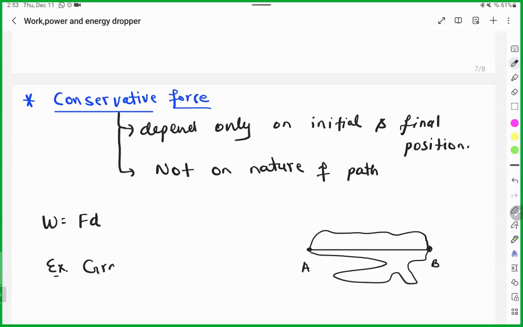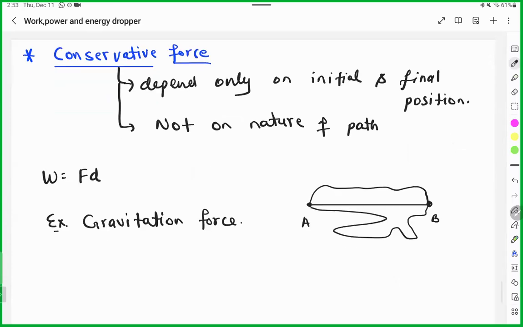Example, gravitation force. Gravitation force, we will study in the gravitation chapter, is a conservative force. It depends only on the initial and final position. That's why work done will also be conservative in this situation. But remember, work done only by conservative force, because sometimes there is work done by non-conservative force also. Remember this.